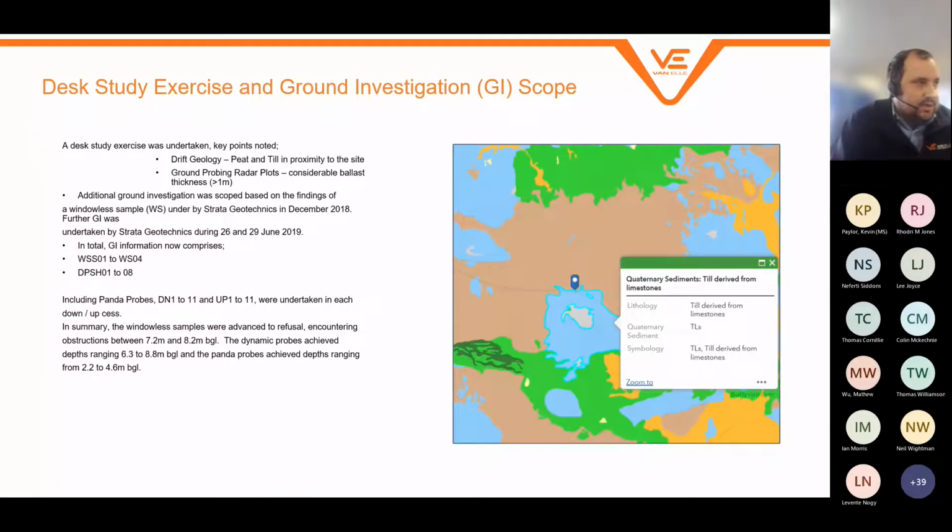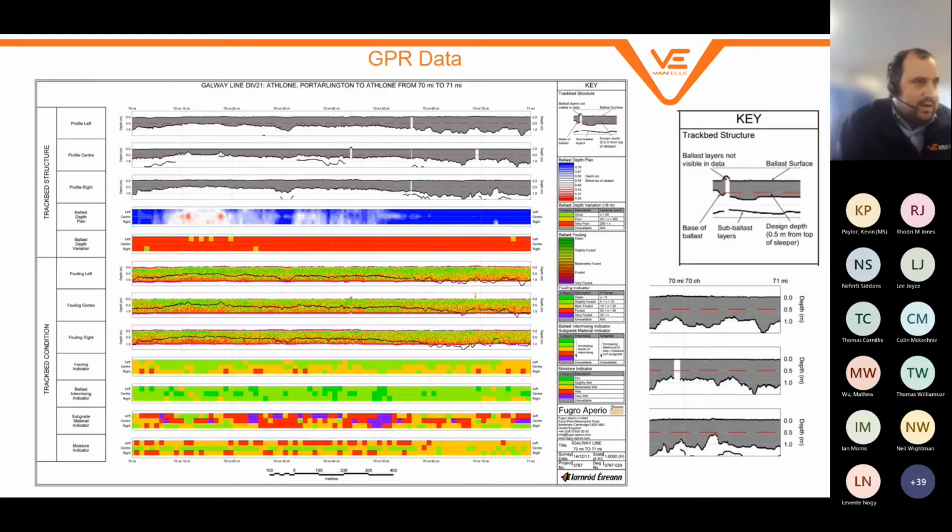So we look at drift geology, we look at existing ground investigation, and we start to scope out the limits of any issues. One of the really interesting things with this project was that we were actually gifted with ground penetrating radar data, thanks to the guys at Irish Rail. So if you look at the top 3 plots, what we can actually see is a red dotted line, if you can zoom in enough to see that, which is a theoretical ballast thickness.